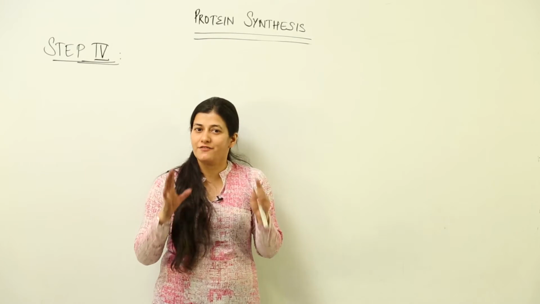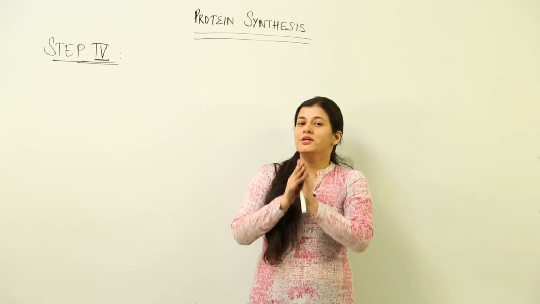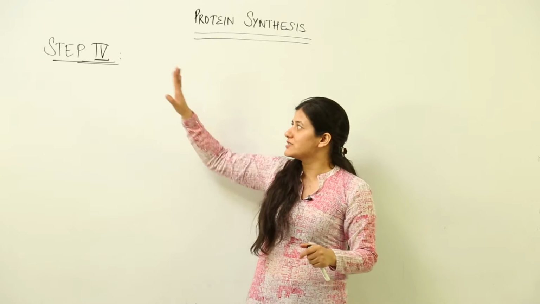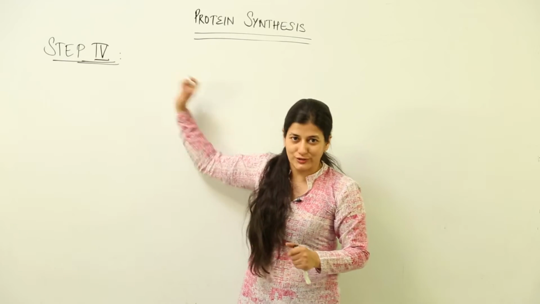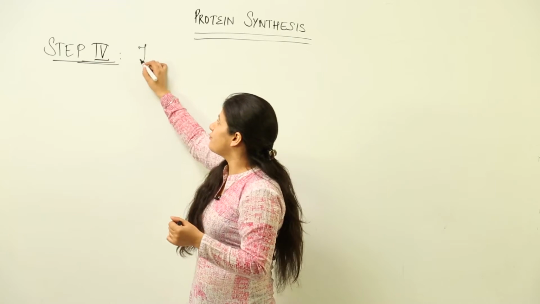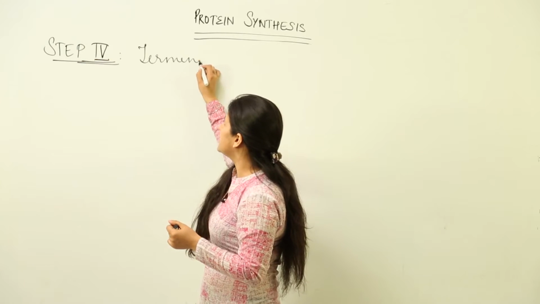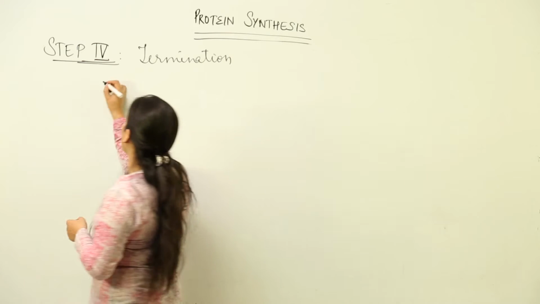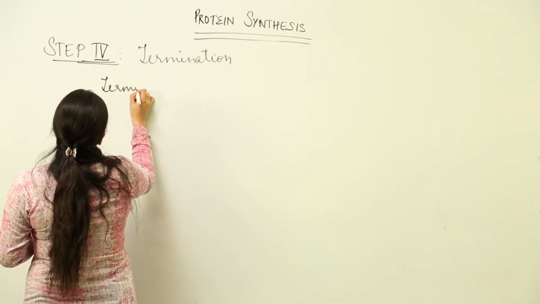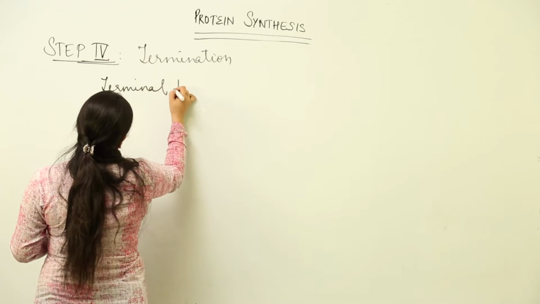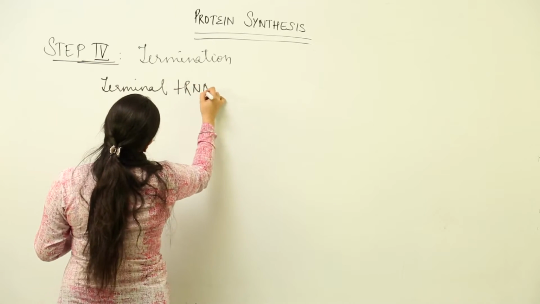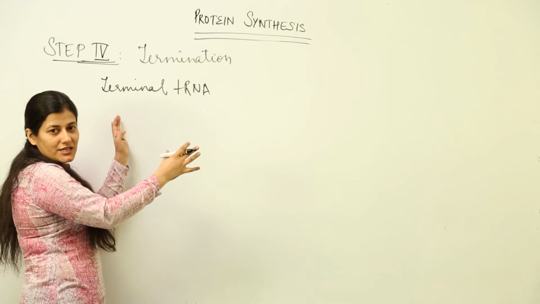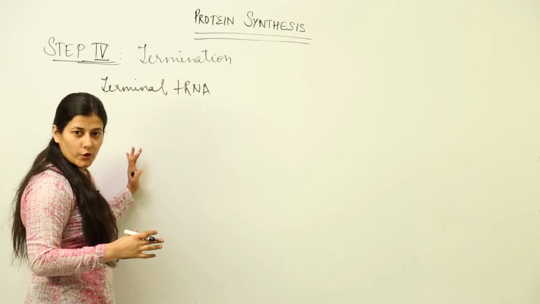The last and final step which is going to terminate this process of protein synthesis is termination. Okay. Now this is step 4, it involves termination and it is going to involve terminal tRNA. Now what would be terminal tRNA? It would be the last tRNA which will have an amino acid joined to it.